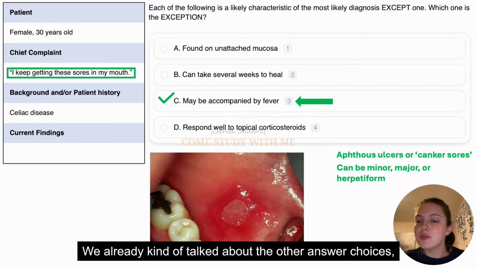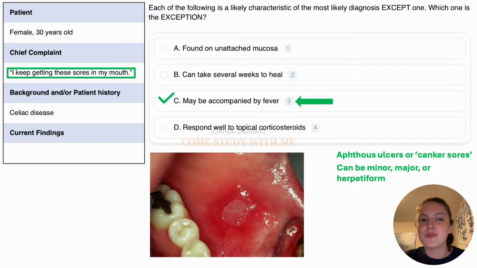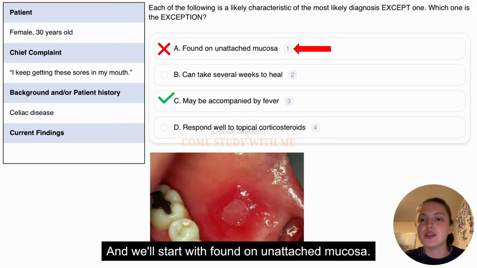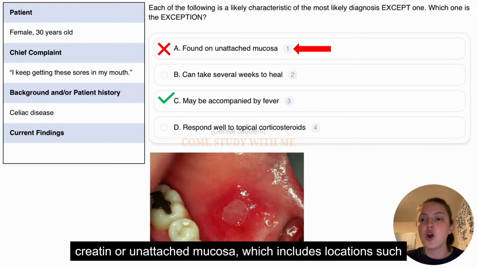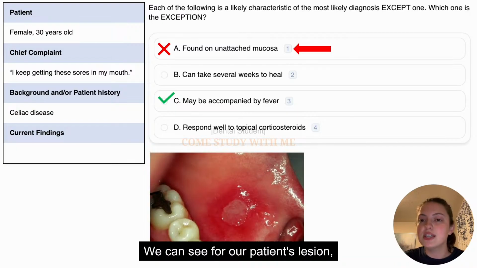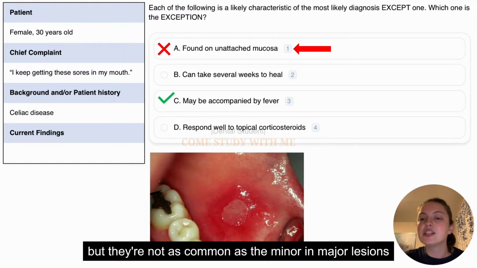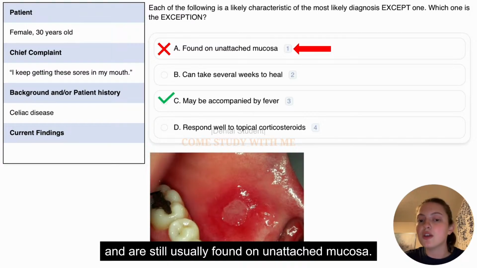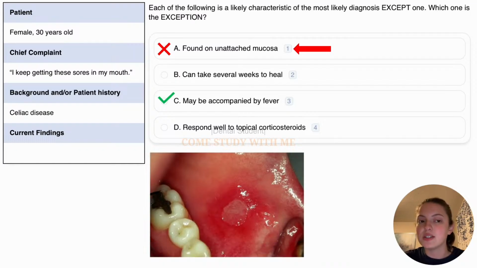We already kind of talked about the other answer choices, but let's quickly go through them again just to stress why they are correct things associated with aphthous ulcers. And we'll start with found on unattached mucosa. This is definitely true for the majority of aphthous ulcers. The minor and major forms of these ulcers are found almost exclusively on this non-keratinized or unattached mucosa, which includes locations such as the buccal mucosa we can see for our patient's lesion. Herpetiform aphthous ulcers can technically be found on unattached mucosa, but they're not as common as the minor and major lesions. So this is certainly a likely characteristic for our patient's diagnosis.